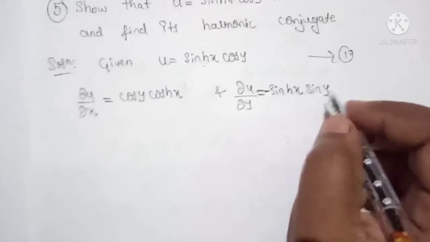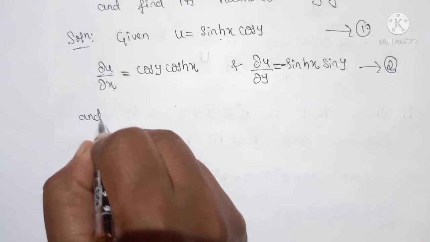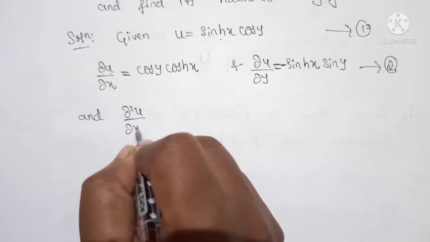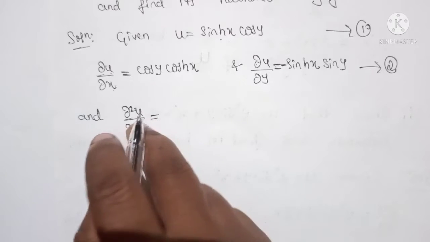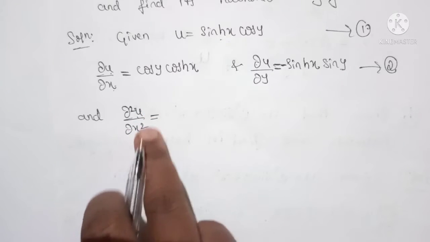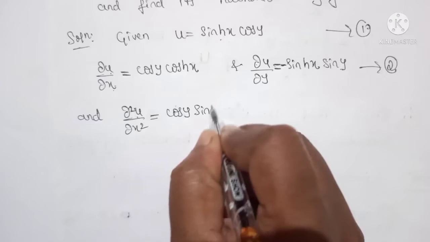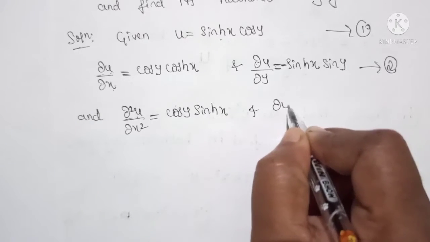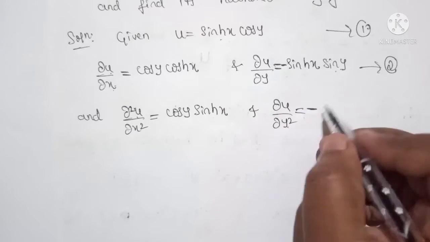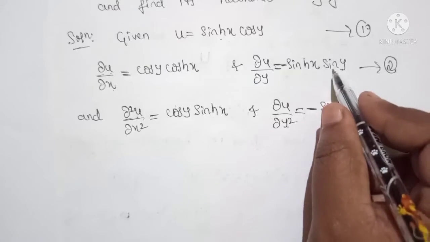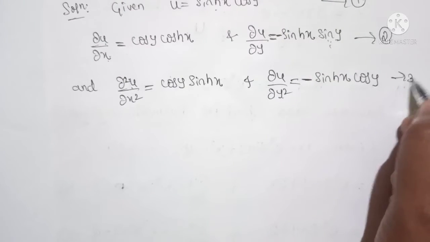Consider these two equations as equation 2. Now ∂²u/∂x², that is double differentiating this, we get ∂²u/∂x²: again differentiating with respect to x, cos y being constant, the derivative of cosh x is sinh x. And ∂²u/∂y²: the minus sign stays, sinh x as it is, the derivative of sin y is cos y, so minus sinh x cos y. Consider this as equation 3.